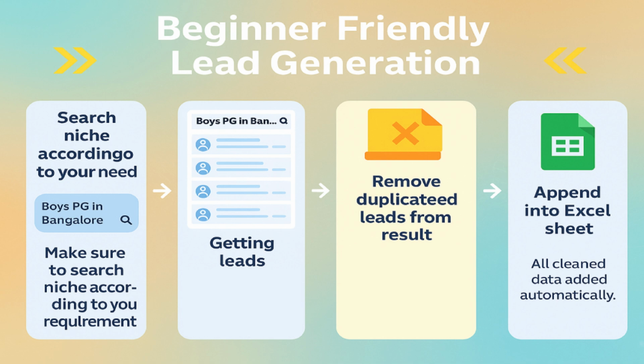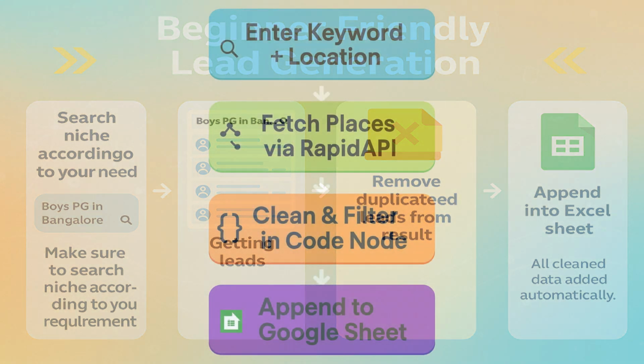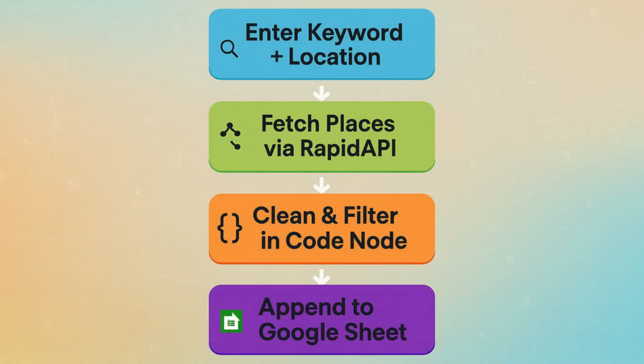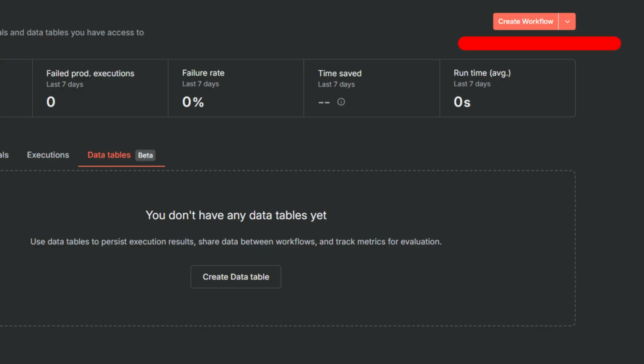Here's what we'll do in this workflow. First, enter a search keyword and location. Then fetch places from Google using RapidAPI. Next, clean and filter results in a code node. And finally, append each row to your Google Sheet. This one's perfect for beginners, a quick and practical automation example. So let's walk through it together.